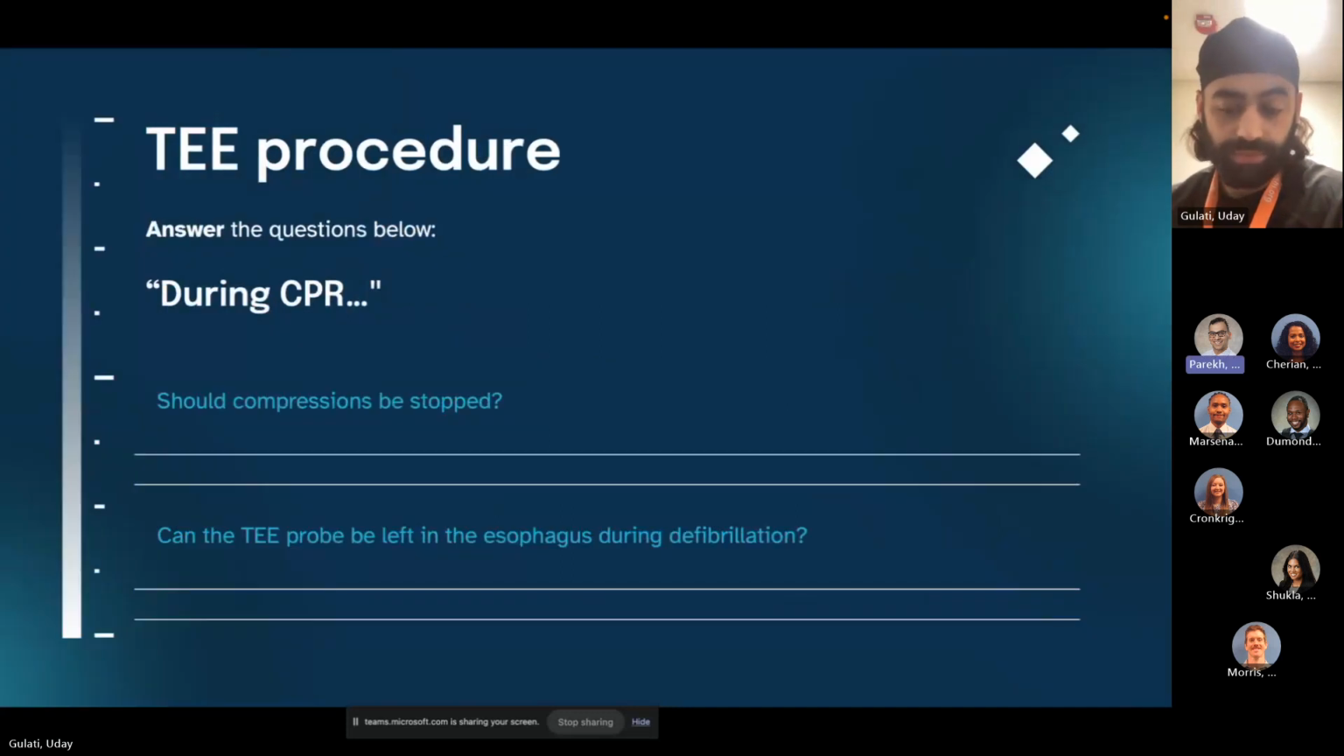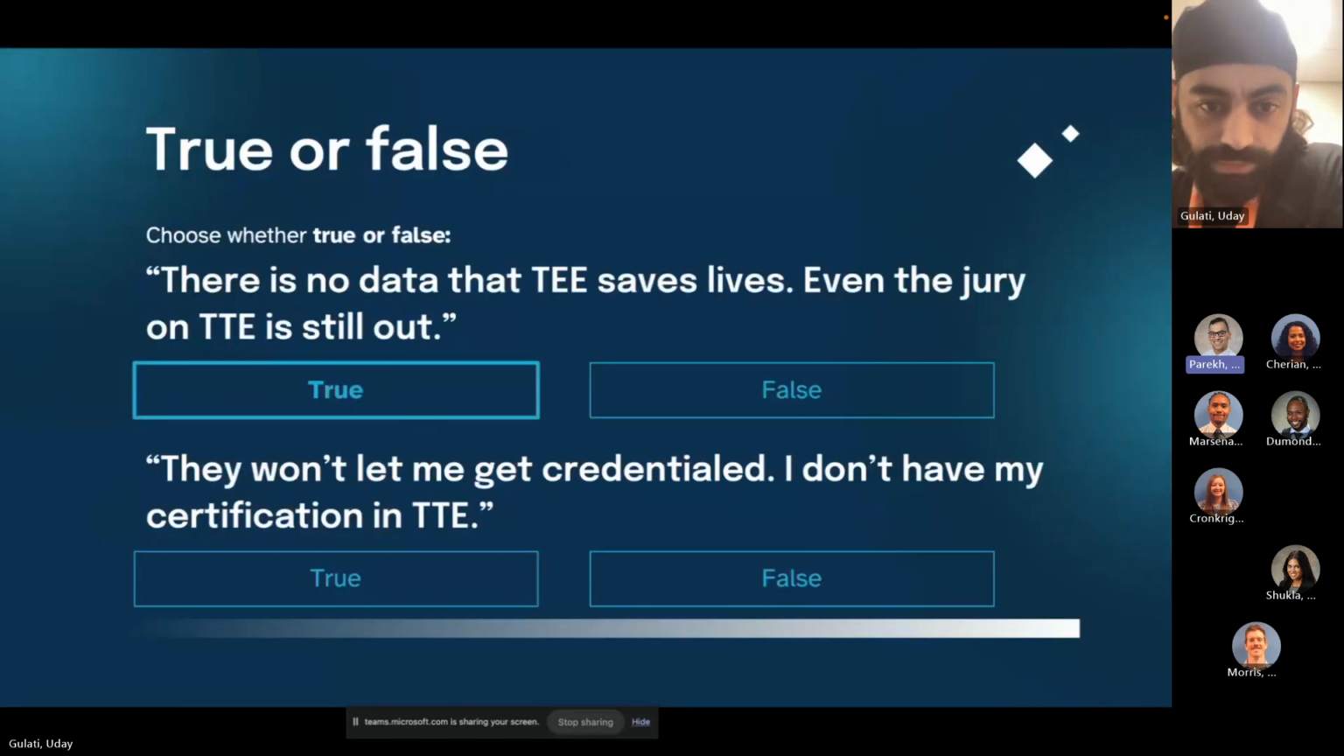Yeah, I agree. I don't think it's the right question to be asking. It's a diagnostic test, right? It's like asking, does a BMP save lives? No, it's just more information. Absolutely.